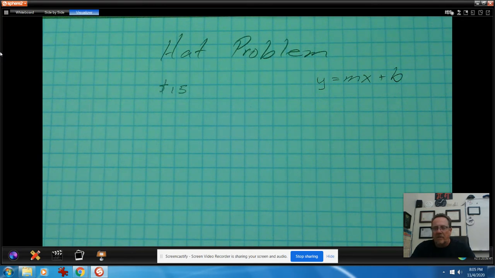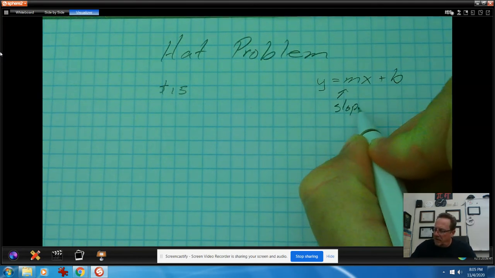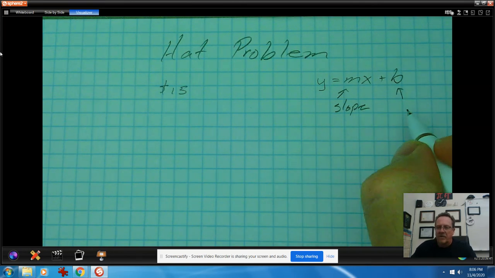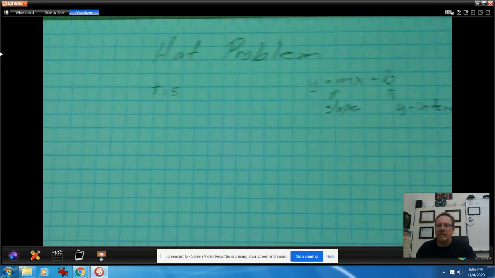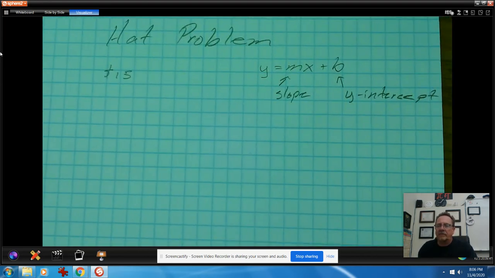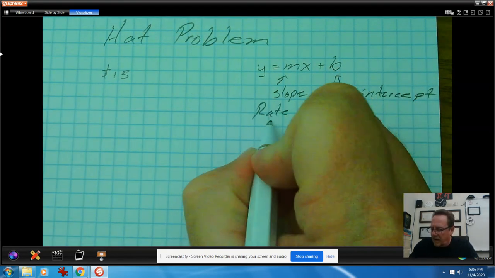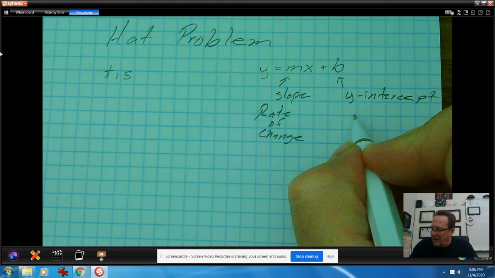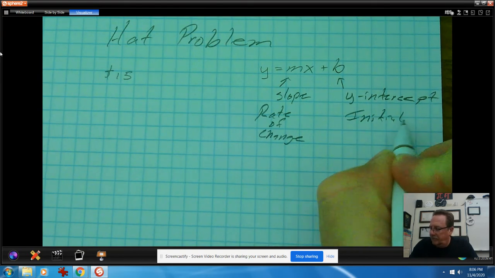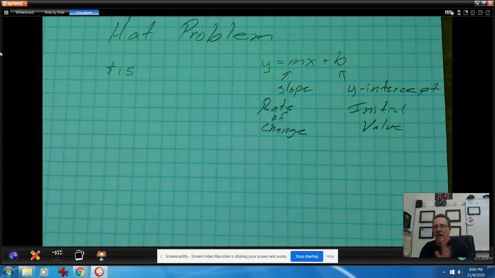can be put into the form y equals mx plus b, where m, again, is your slope. You're just not going to get away from this year. You're going to be doing this over and over again. And b is your y-intercept, right? That's your y-intercept. And we said our slope is our rate. We called it a rate of change. And we called our y-intercept our initial value. That's where we start.